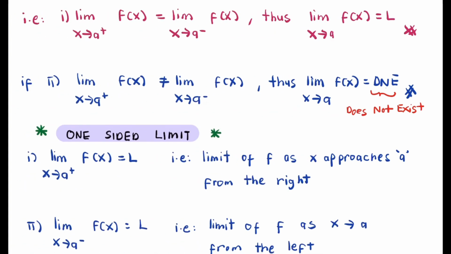Now let us see the notation of one-sided limits. The limit of f(x) as x approaches a from the right is equal to L. And this is the notation for the limit of f(x) as x approaches a from the left, okay? And this should also be equal to L. So these are the notations, the plus sign and also the negative sign.